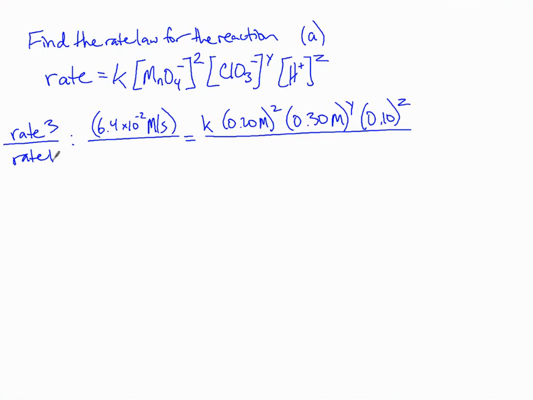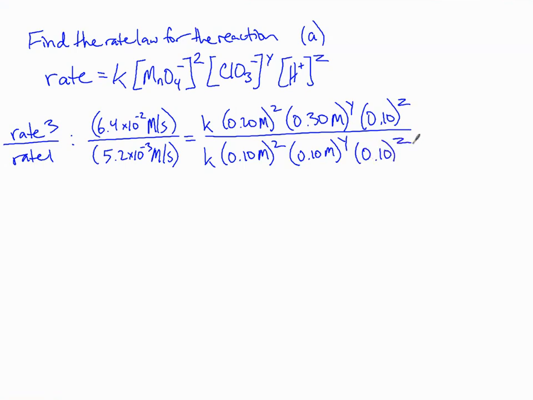Then we compare that with rate number 1. The rate from the data table is 5.2 times 10 to the minus third molar per second. Then K is the rate constant. My concentration of permanganate here is 0.1 molar, and that's second order. The concentration of the chlorate is 0.1 molar, again to the Y power, and then hydrogen to the Z power.